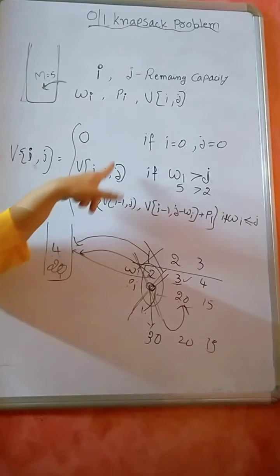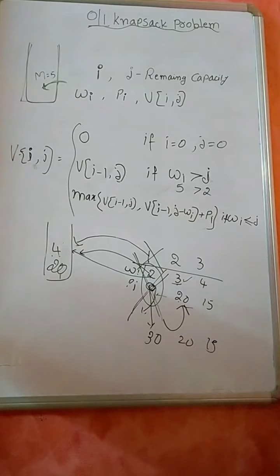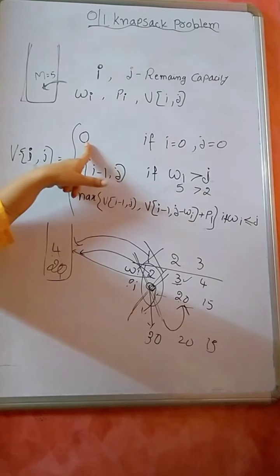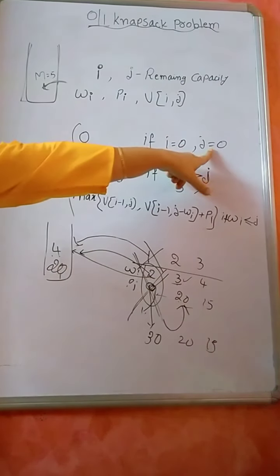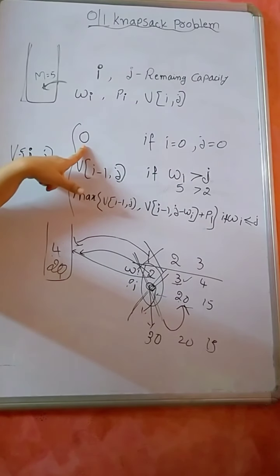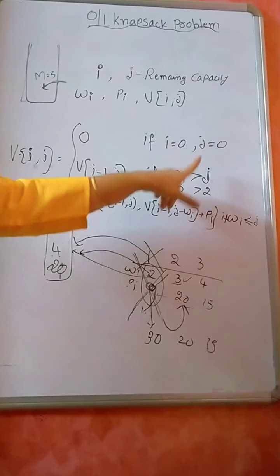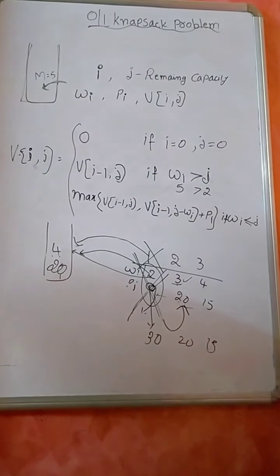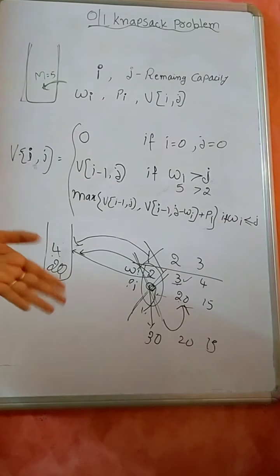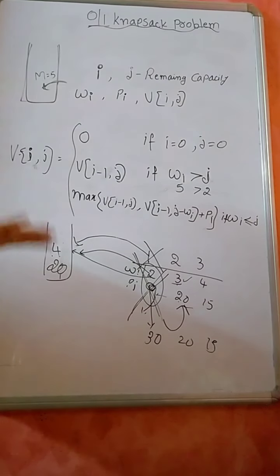So these are the three conditions that you need to remember. In the case of the 0-1 knapsack, if the remaining capacity is 0 or the object is not there, then what is my profit? 0. If the weight of the object is greater than the remaining capacity, I cannot insert that object into the knapsack, so I am rejecting the object. When I am rejecting the object, what is my profit? My profit is nothing but the previous profit.